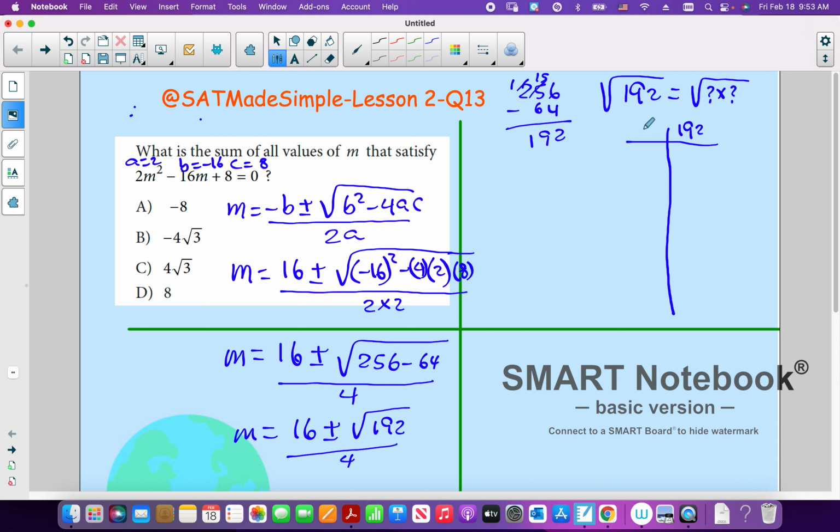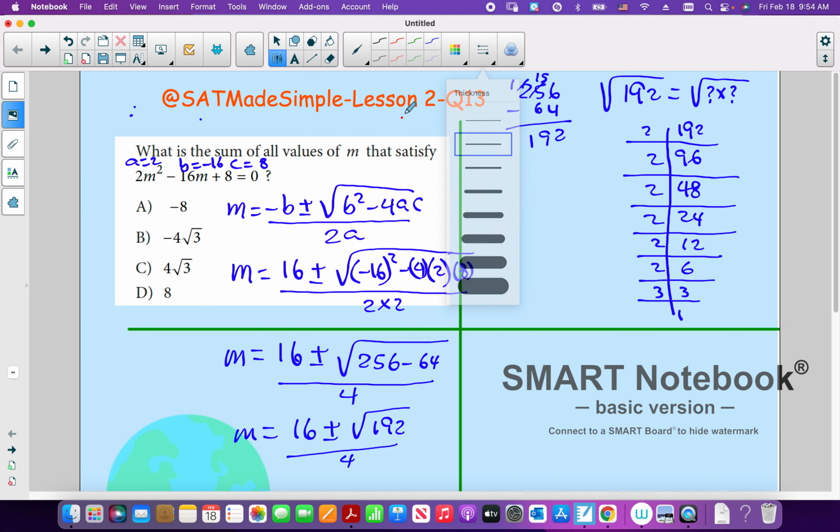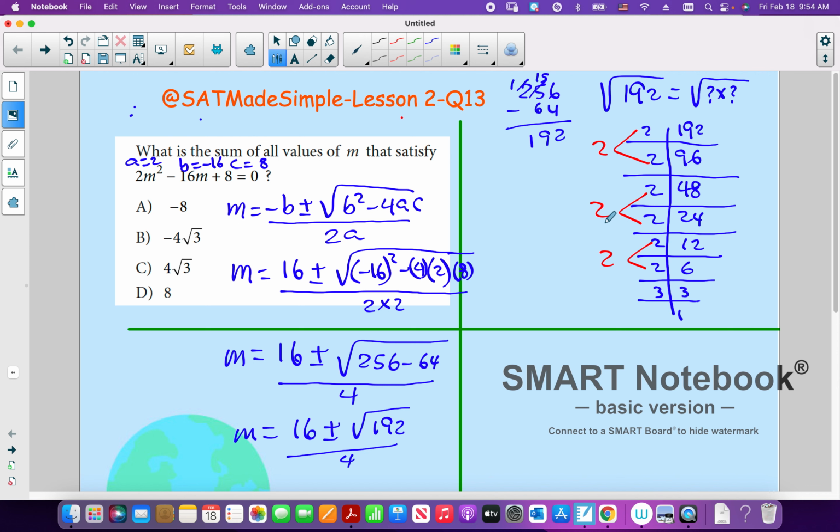The least prime number is 2. Let's check that out. 192 over 2 is 96, over 2 is 48, over 2 is 24, over 2 is 12, over 2 is 6, over 2 is 3, over 3 is 1. So for every pair of equal numbers, I pick one out for the square root. That'll be 2 times 2 times 2 times the square root of 3. So the square root of 192 is 8 root 3.